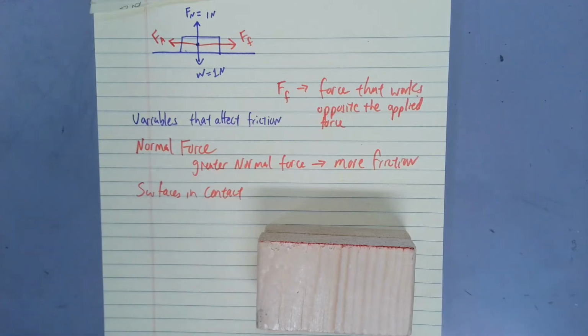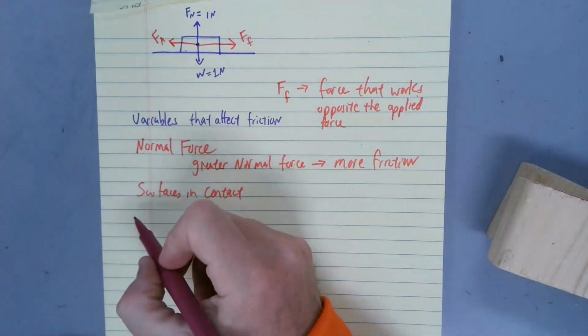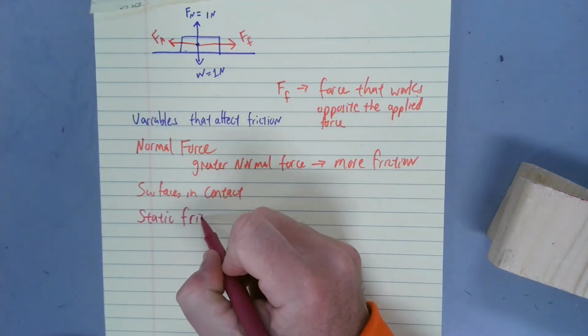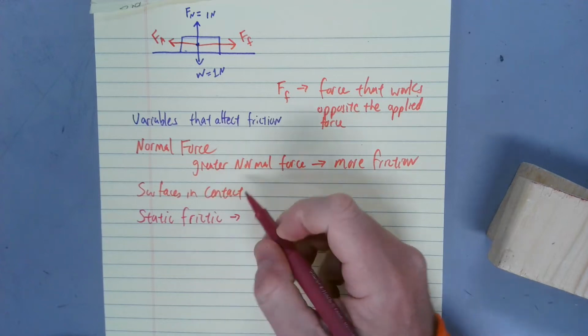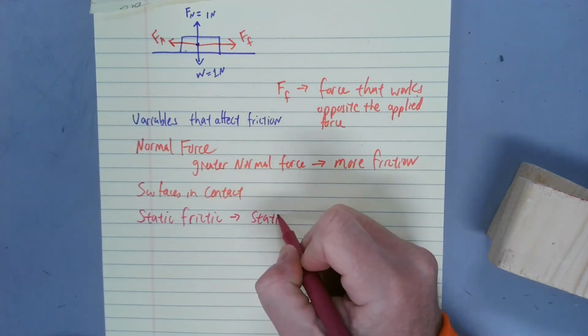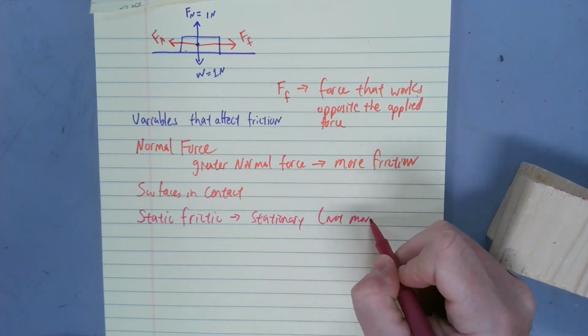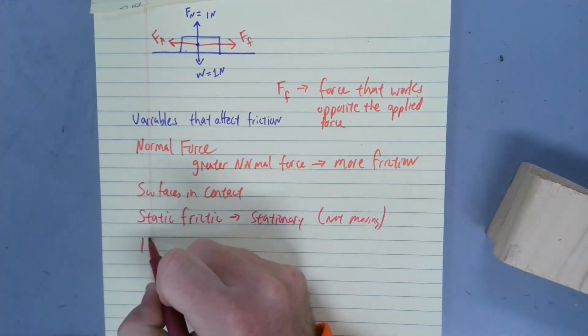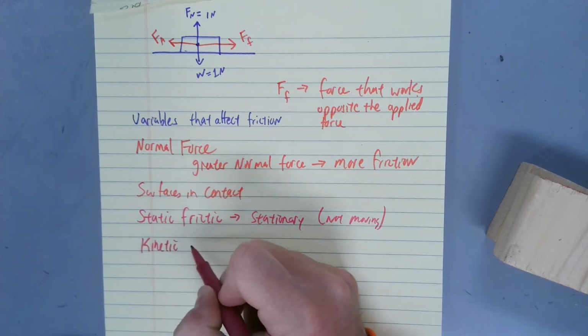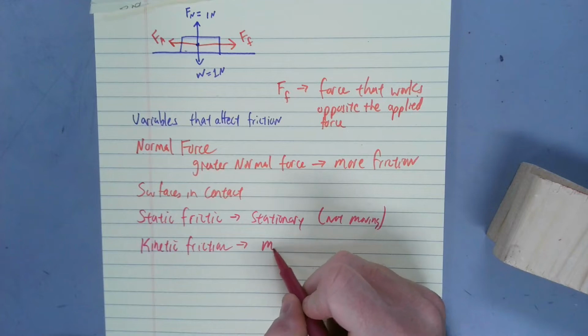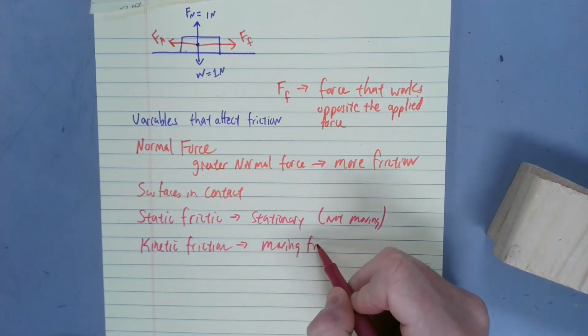Now, there are actually two types of frictional forces. There is static friction, which means stationary or not moving. Then there is kinetic friction, which is moving friction.